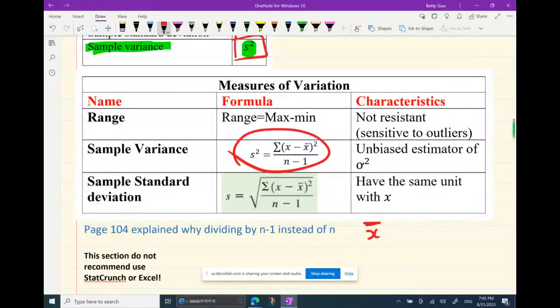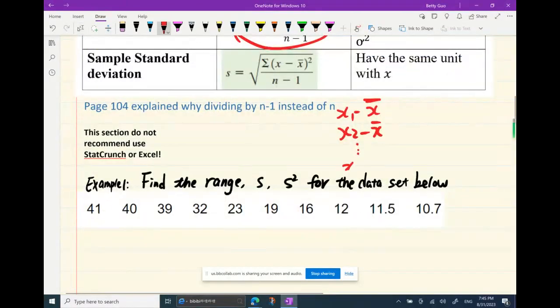And then we are going to use each value in the data set minus x bar. So x1 minus x bar, the second value x2 minus x bar, the third value minus x bar, the nth value minus x bar. We use each single value in the data set minus the mean. And then we square the deviation. Those are called deviations, by the way. You use the data value minus the mean, the difference is the deviation. And then we square those deviations.